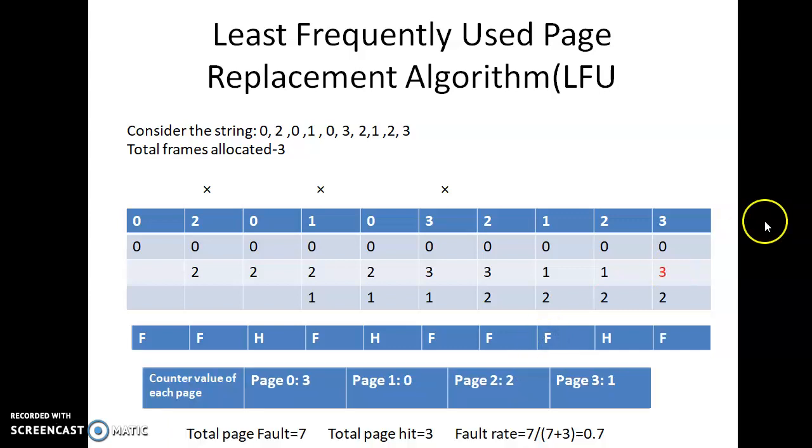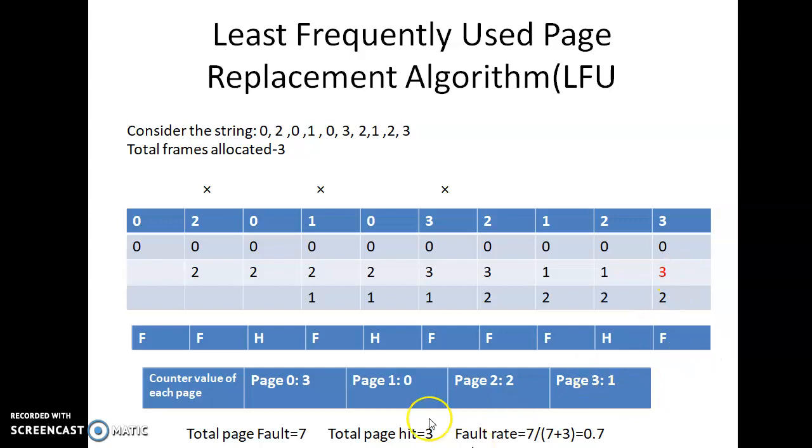Next page that came into the memory is 3. At that moment we have 0 with the counter value 3, 1 with the counter value 1, and 2 with the counter value 2. The page which has been referred the least number of times is 1, so 1 will be replaced by 3.